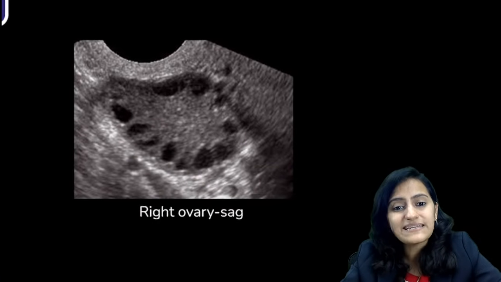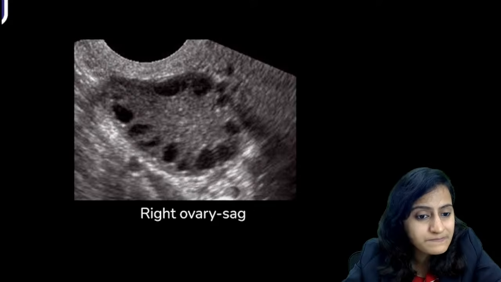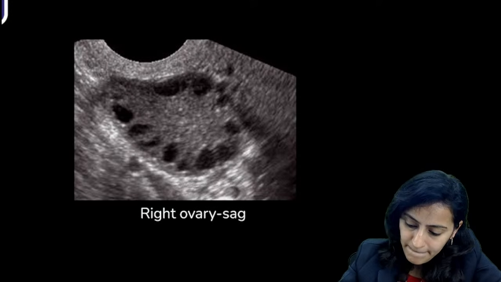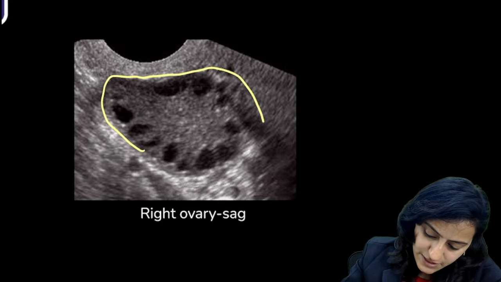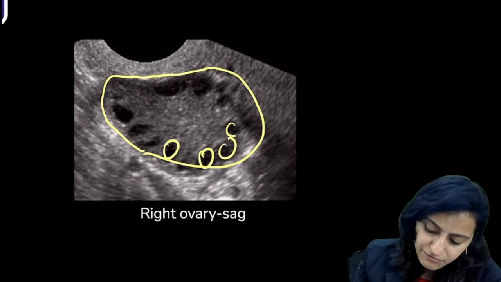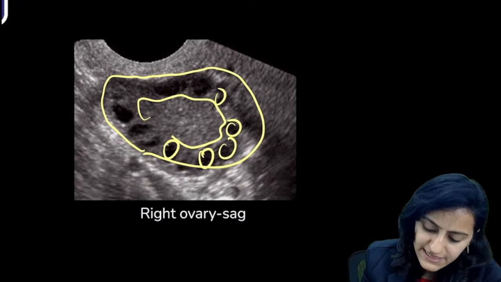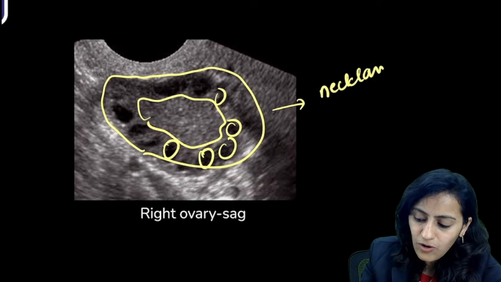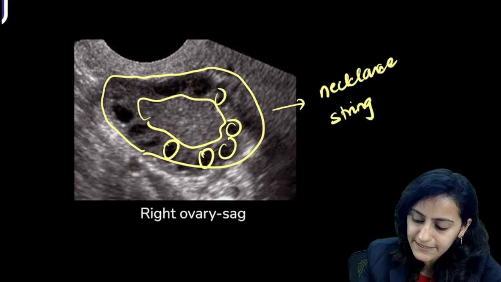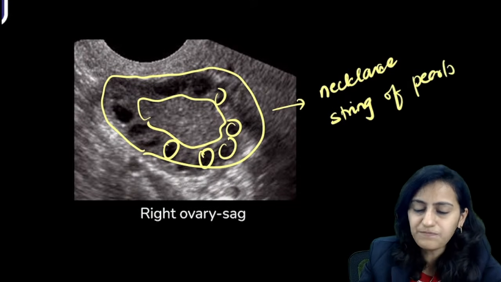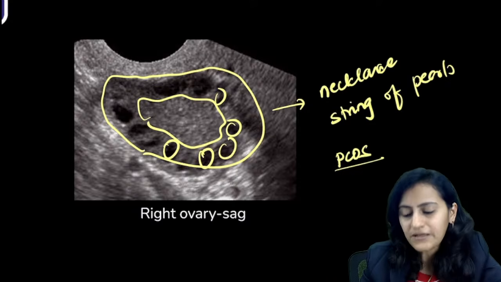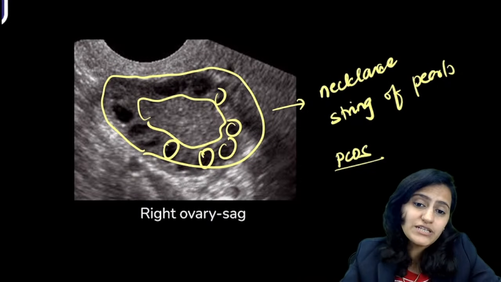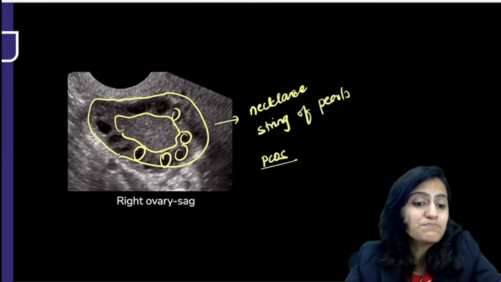Look at this image and tell me, what do you think this ovary is showing? So this is the ovary with the peripheral follicles because of the increased central stroma, right? So this is the necklace sign or the string of pearls sign that we see in PCOS, right? So now this is PCOS. We use Rotterdam's criteria for diagnosing PCOS.